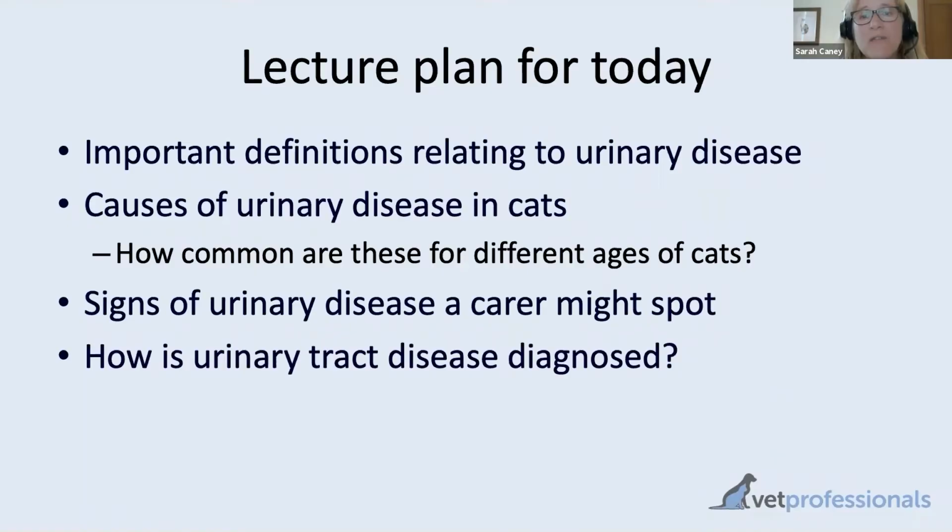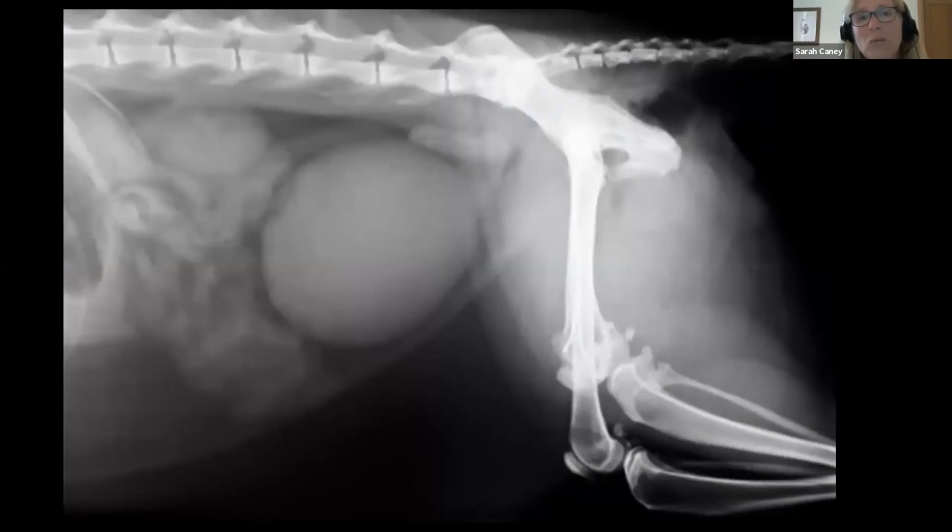And the first thing really I think to explain would be, well, what is the lower urinary tract? The lower urinary tract is the bladder, which is where urine is stored, and the urethra, which is the tube taking the urine from the bladder to the outside. And I've put up an x-ray here. It's a cat lying on its side. So imagine that your cat's lying on their side and you're standing above it, looking down.